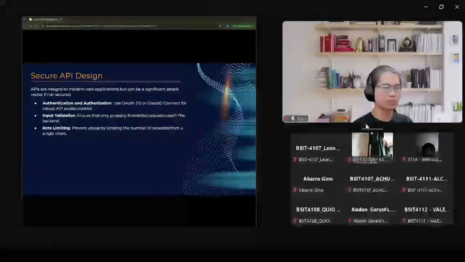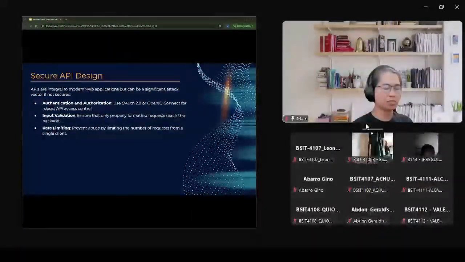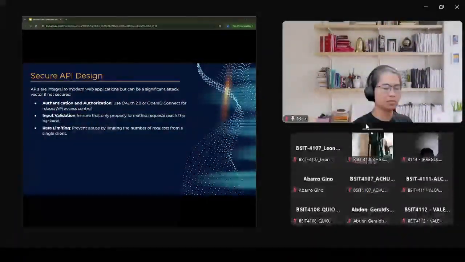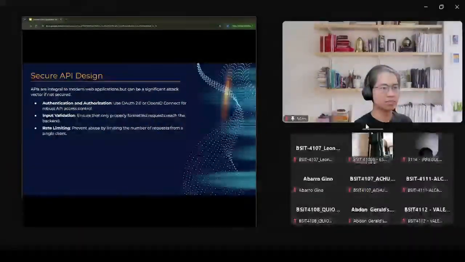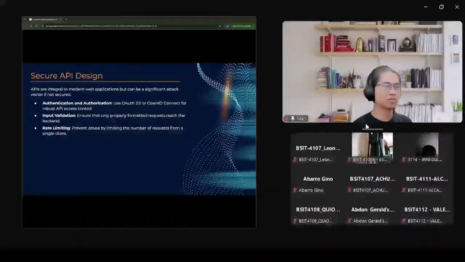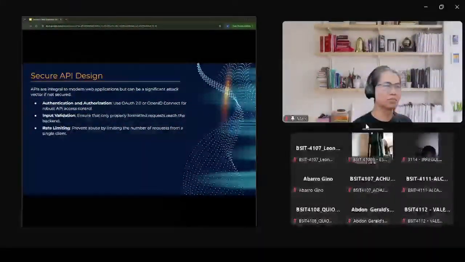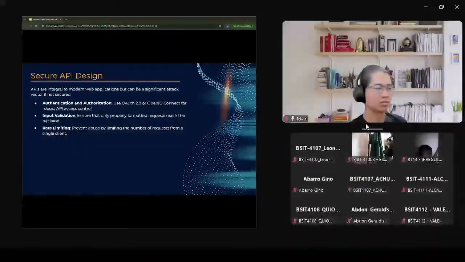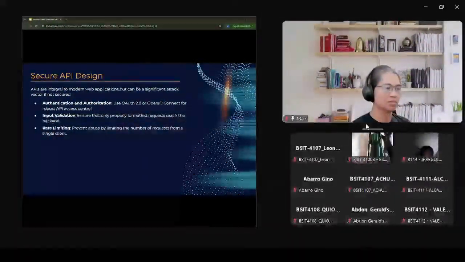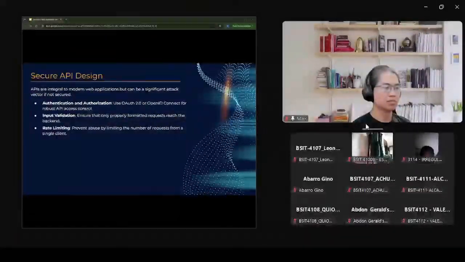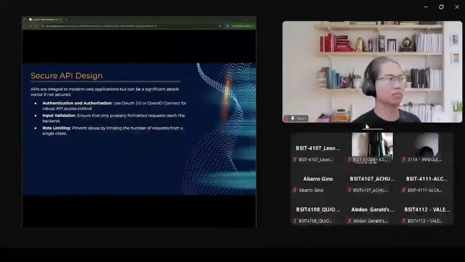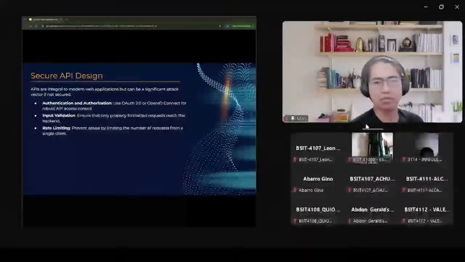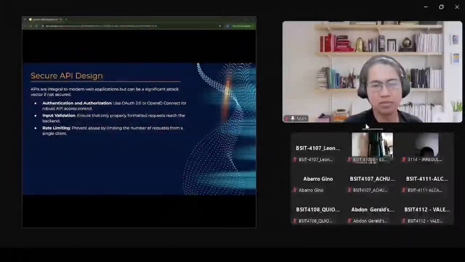The last that I have in secure API design is rate limiting. Rate limiting is essential to prevent abuse and ensure fair usage of your API. Key principles include limiting requests per client. This sets a maximum number of requests a single client can make within a specific time frame.